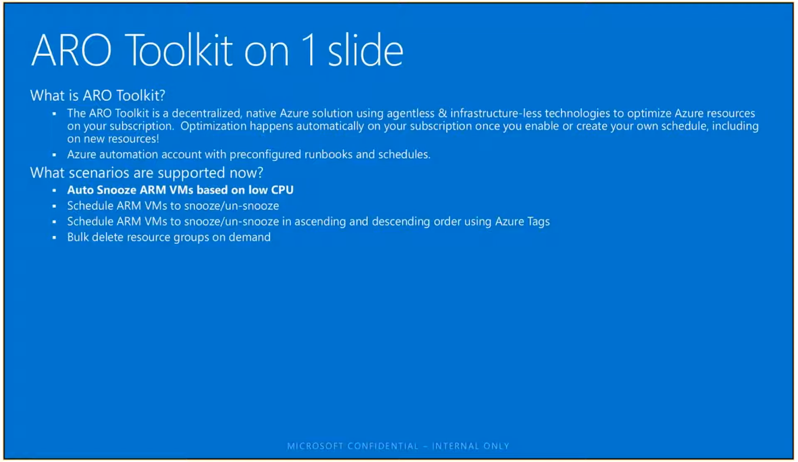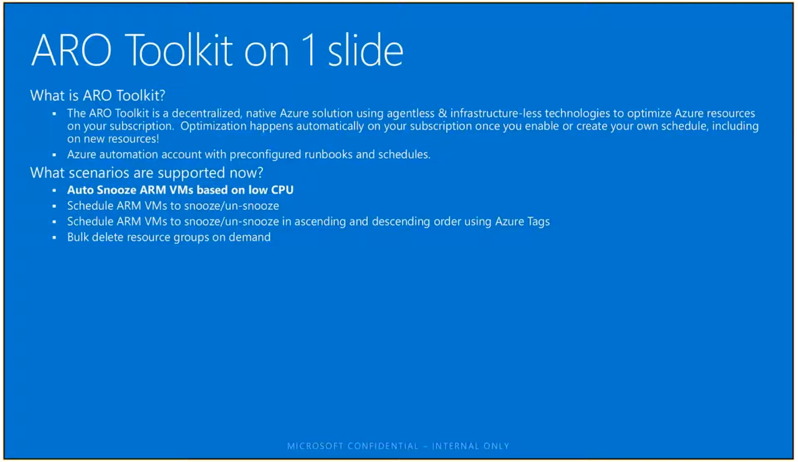There's Auto Snooze, so based on low CPU, turn stuff off. The reason it's bolded is we're going to do a demo on that one. Scheduled snooze on ARM VMs, so that's just when you want to turn something off at a certain time and then turn it back on. There's scheduled snooze with ascending and descending order using tags. That example came in from one of our users: I want to turn off my web front end, then my secondary SQL node, then my primary, and then flip the order around when I turn them back on. Okay. You don't want your clean shutdown to cause a failover. Yeah, you got it. So pretty reasonable scenario.